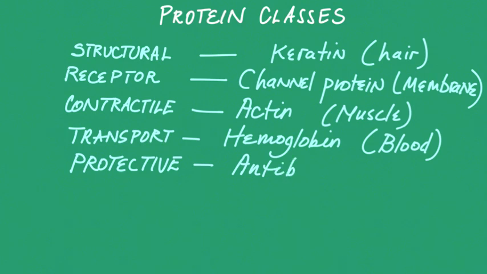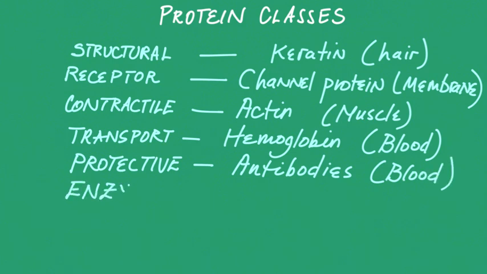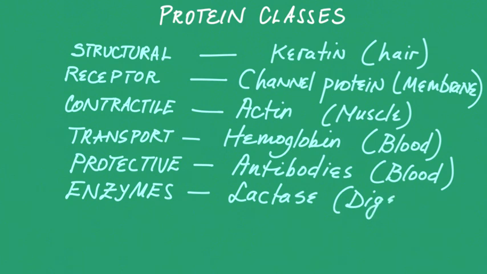Antibodies are proteins and they are produced by white blood cells and they travel around in the blood looking for the infectious agent. Enzymes are proteins that speed up reactions. Lactase, as we just saw, is an enzyme that helps to break down lactose into monosaccharides. Lactase is found in the digestive tract.